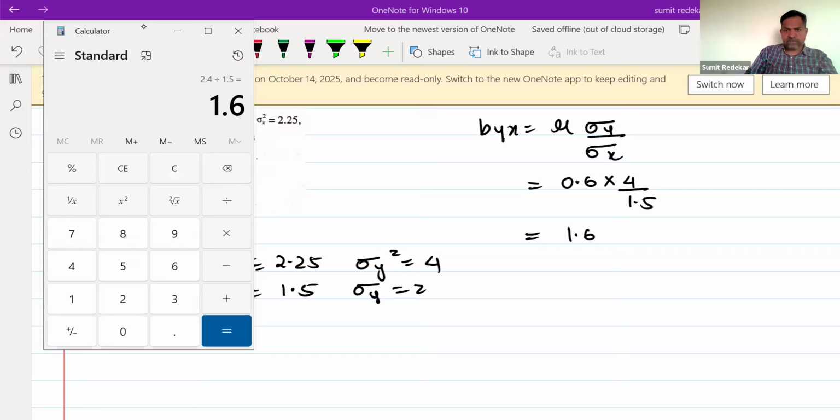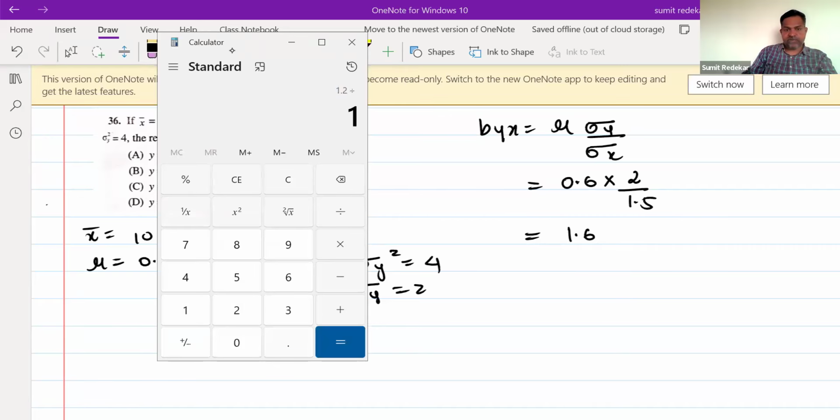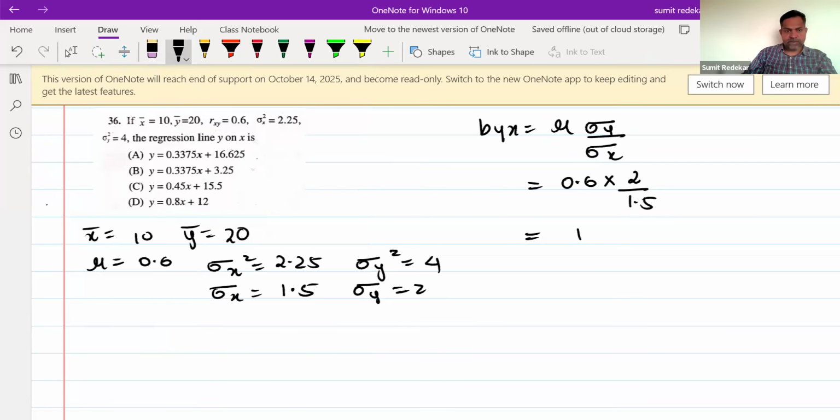r is 0.6 into standard deviation of y. अच्छा, this is where I made a mistake. ये 2 है standard deviation, sorry. So that's 0.6 into 2 divided by 1.5, which is 1. Perfect, 1 आ जाता है ये, अब correct है?